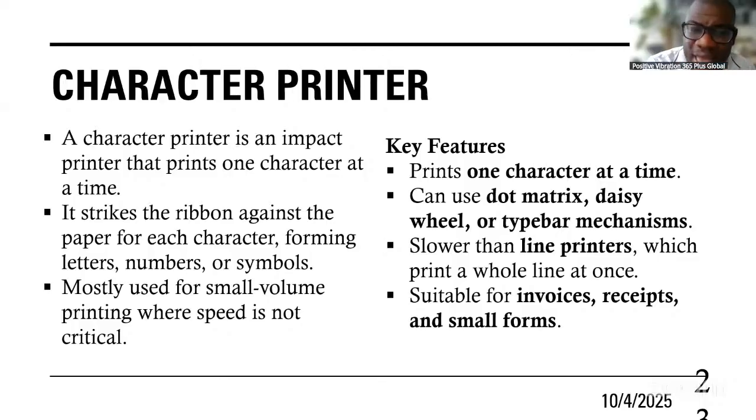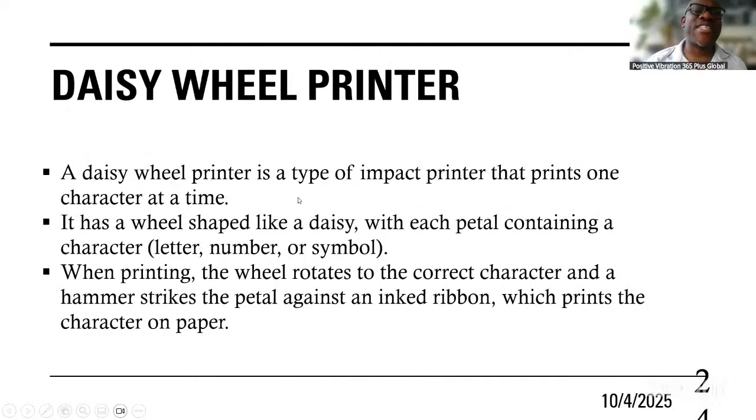It is slower than a line printer because instead of printing one line at a time, it prints one character at a time. Very slow. And it is suitable for invoices, receipts, and small forms. You must use it when you're not in haste. That's the character printer. Good. All right, we could go talk about good old daisy wheel.